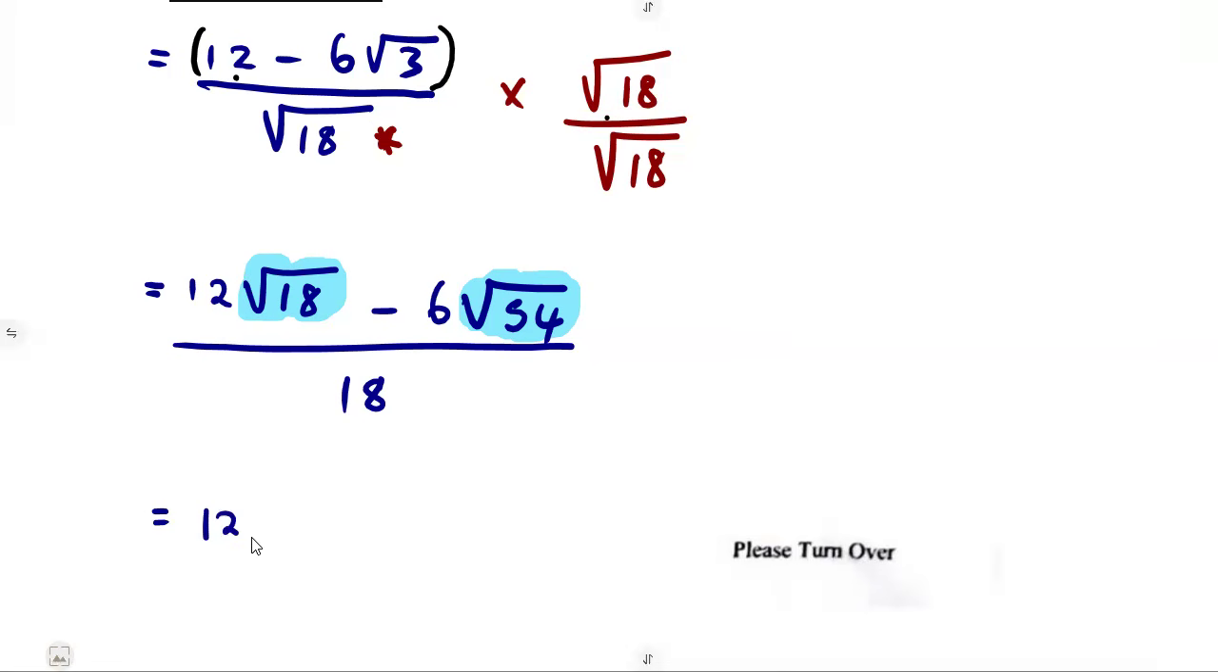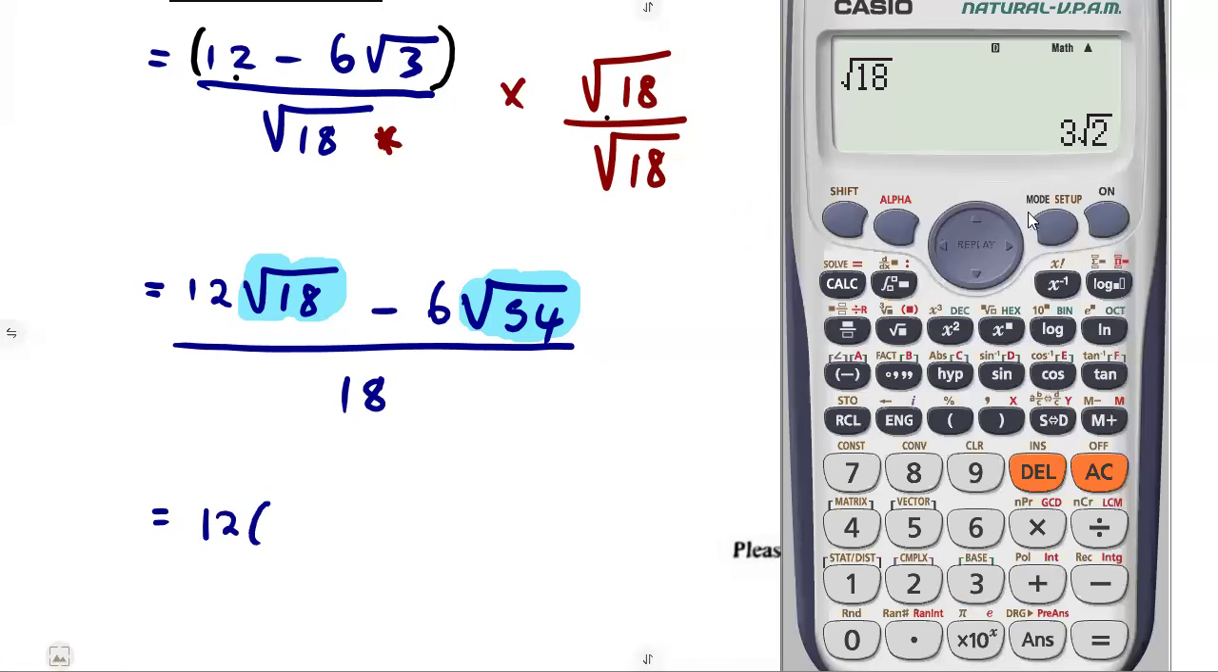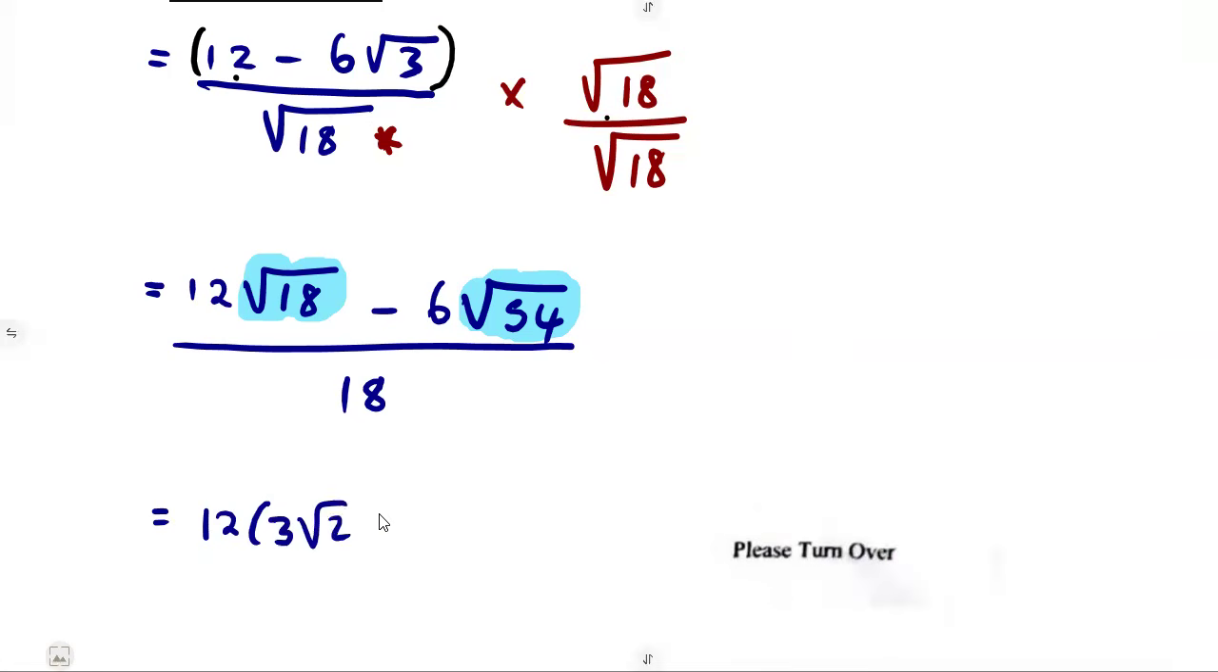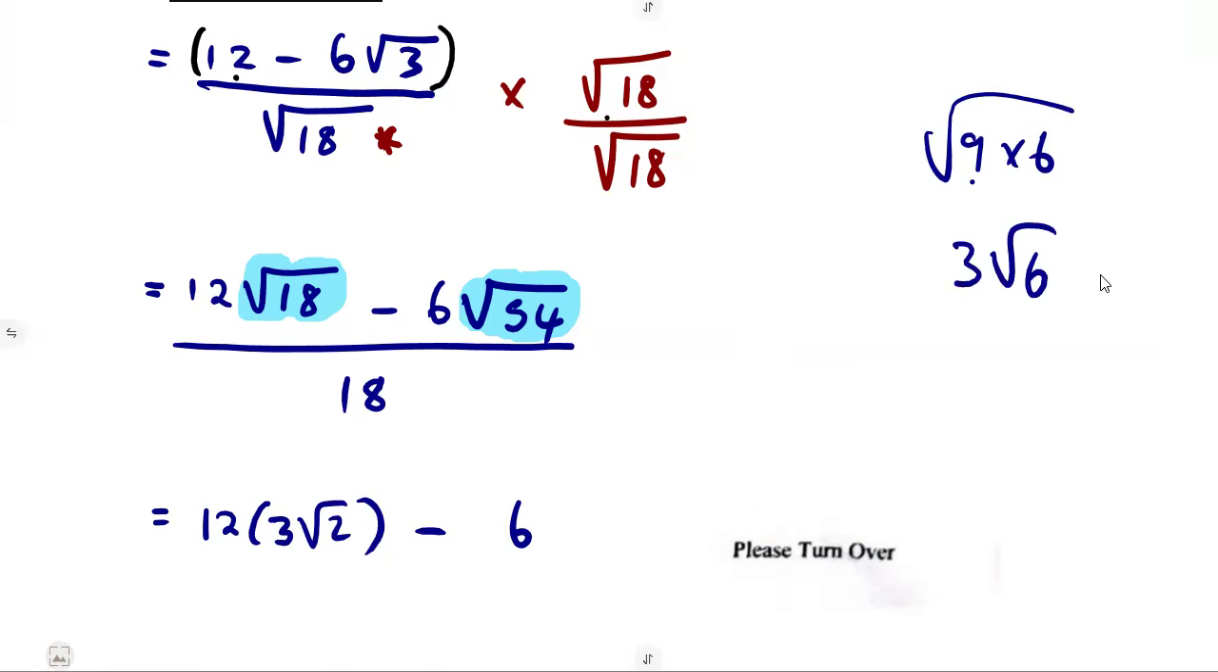This is 12 times the square root of 18 that we got, which is 3 square root of 2. Minus 6. You do the same thing, square root of 54. If you know that one, guys, you can simplify. 9 times 6 gives us what? 54. The square root of 9 is 3. So it's going to be 3 square root of 6.